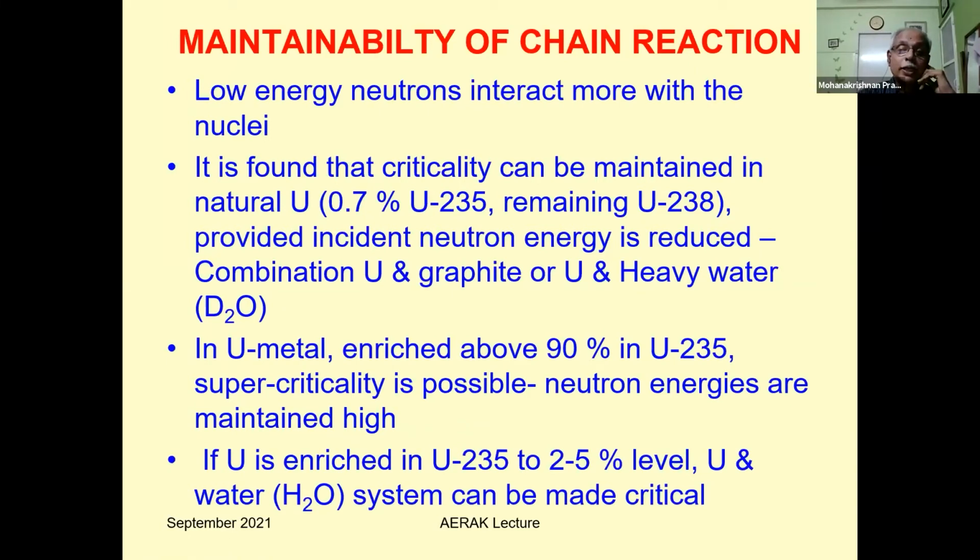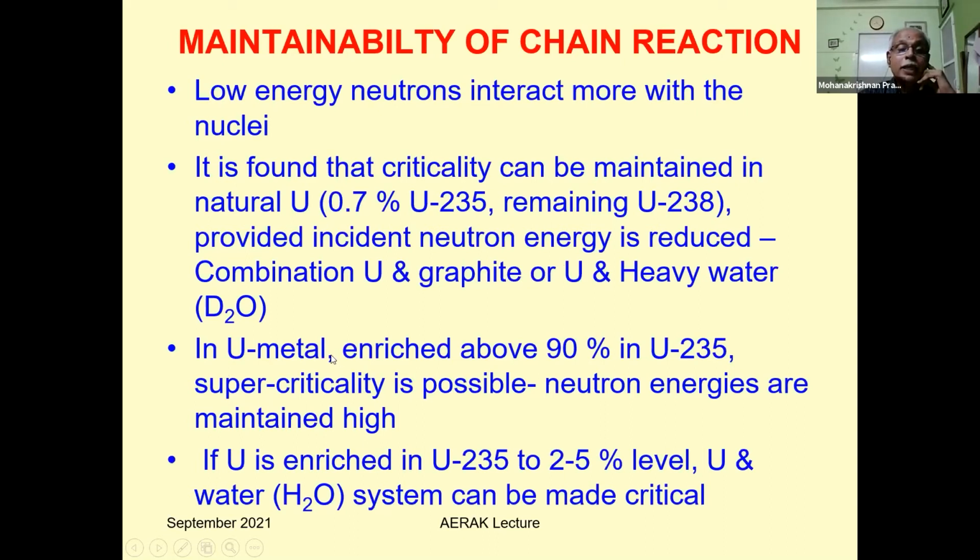provided the incident neutron energy is reduced by a moderator material like graphite or heavy water, which don't absorb neutrons, but when neutrons collide with the heavy water and the graphite, the energy of the neutrons reduces, and then they collide with uranium and produce fission.